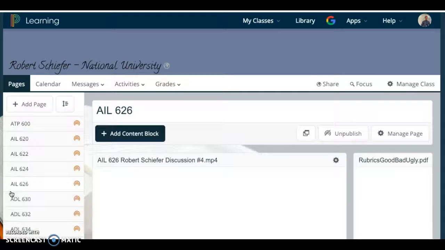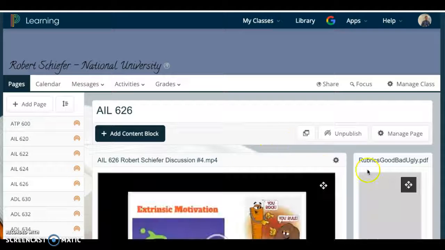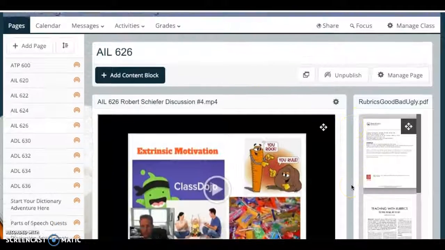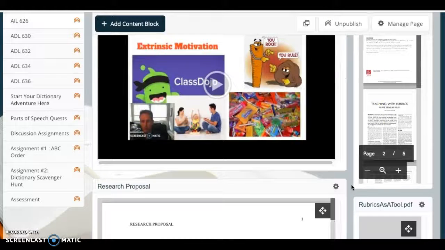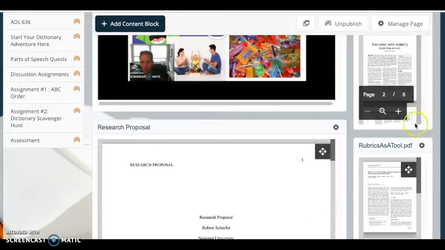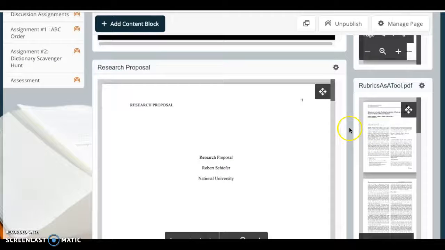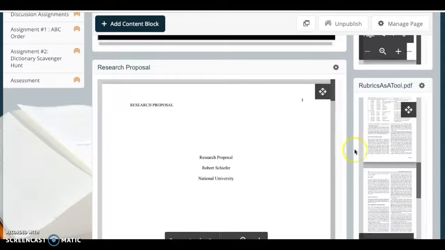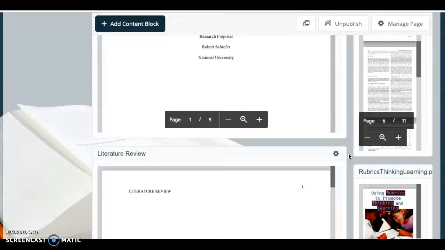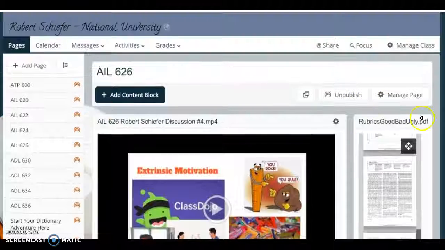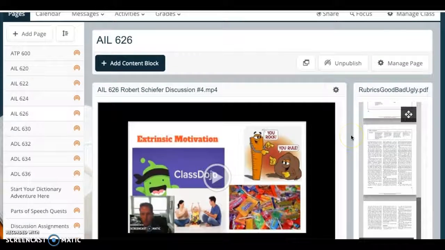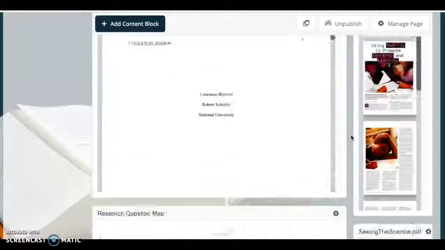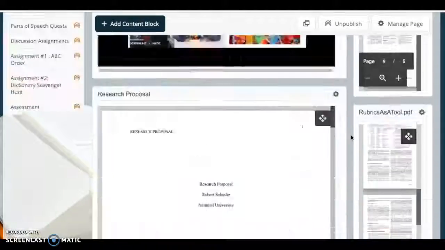In AIL 626, we started to delve into some peer-reviewed articles on a topic. The topic that I chose to research was using student-friendly rubrics as a means for students to better understand what they were being asked and to take more of an ownership of learning. So on the far side of my page in this column right here, I have the articles that I used for my research.